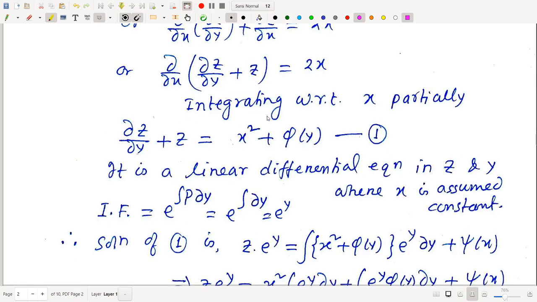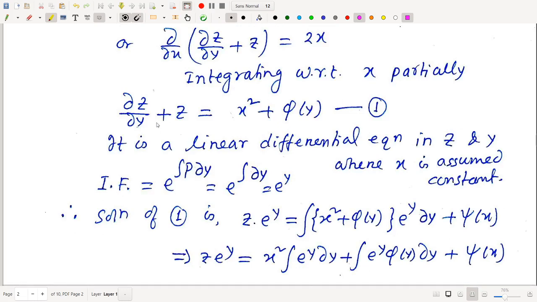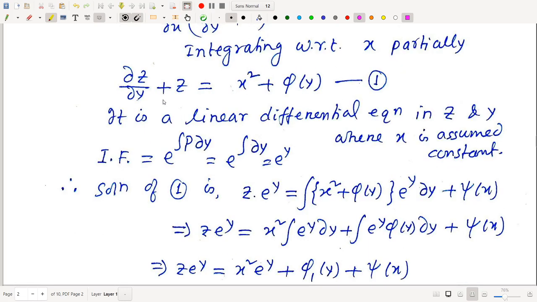Now this line we cannot integrate again because of this z, but it is a linear differential equation of first order in z and y, where x is assumed constant. So IF is e to the power integration P dy. P means here the coefficient of z, 1, so it is integration dy, it is e to the power y, and the solution is given by z into IF, means e to the power y, equal to integration Q into IF, Q is here x square plus phi(y).